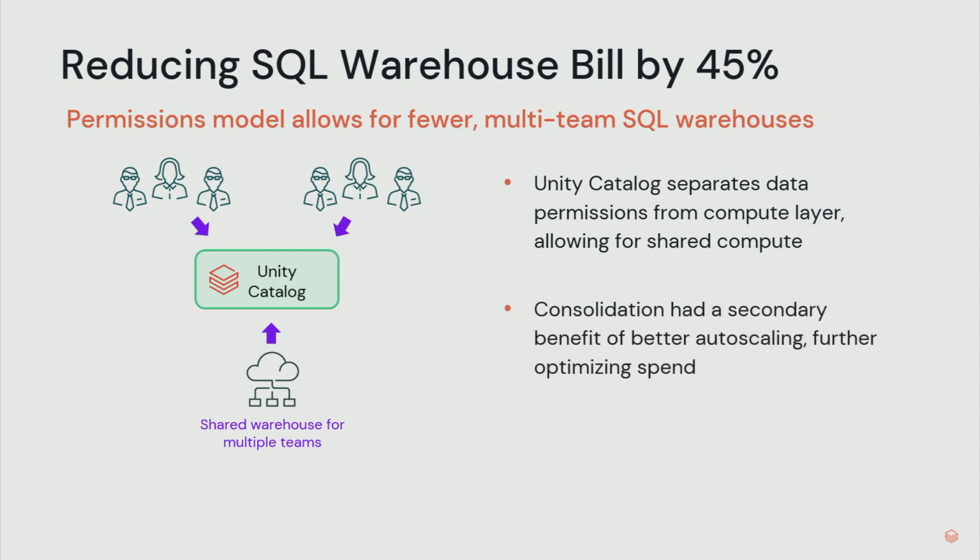But additionally, we noticed that the query performance of those warehouses was actually better. We use Databricks autoscaling for these warehouses, and we've seen that as more teams share a cluster, those autoscaling events happen more efficiently, and you're getting better optimal spend on your compute because those autoscaling events are less spiky and more predictable.